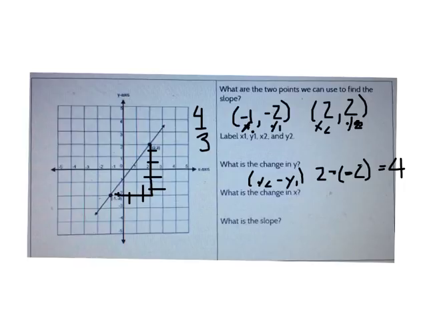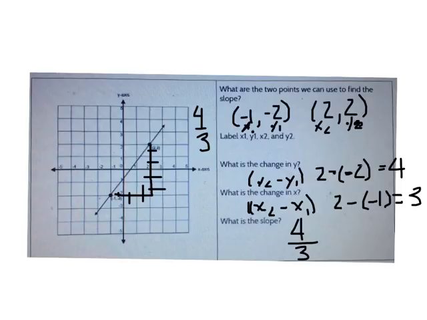Now I can find the change in x. I can subtract my second x-coordinate, x2, minus my first x-coordinate, x1. So 2 minus -1. What's 2 minus -1? It's 3. The slope is the change in y, 4, over 3, the change in x.